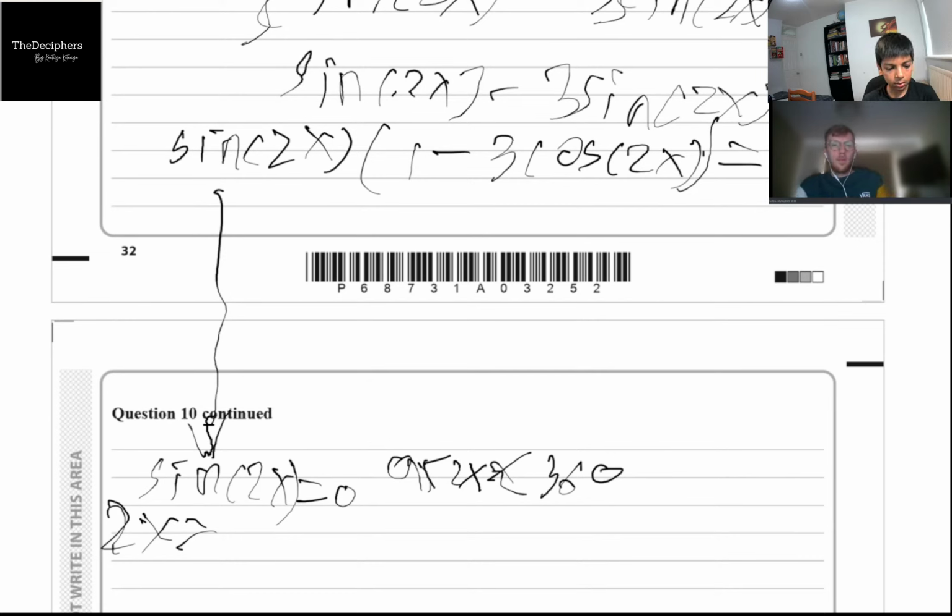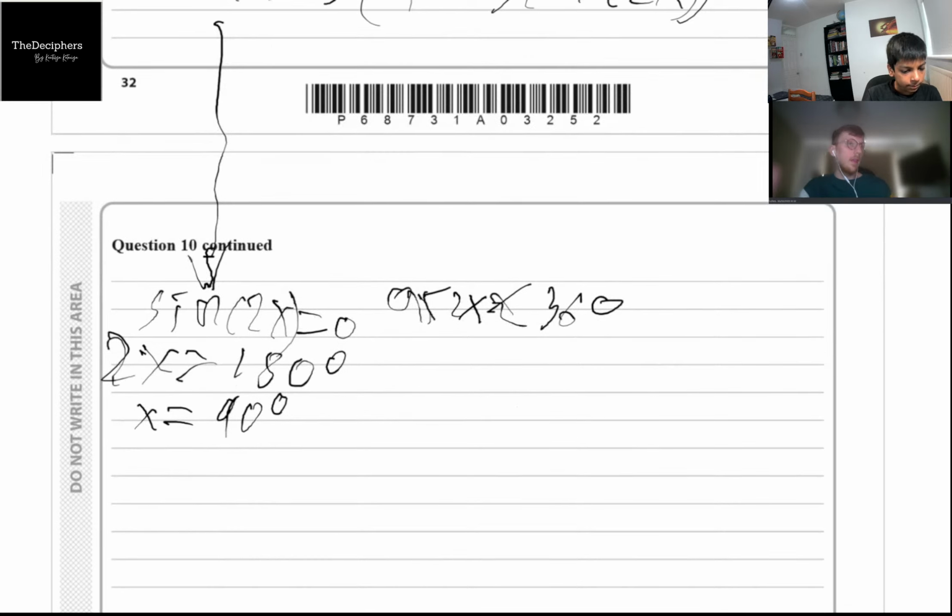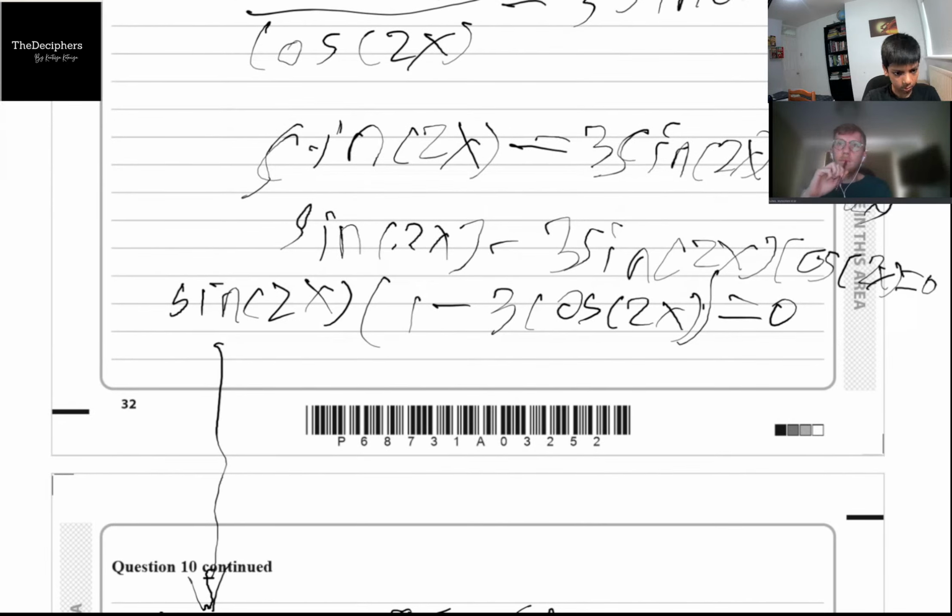So solutions of that is 0, 180 and 360. Brilliant. 180 is the only one in the range. So x is 90 degrees. Good, well done. So that would be the solution that we would have missed out if we forgot that sine 2x could be 0. If you divided by sine 2x, we would have missed that solution out.